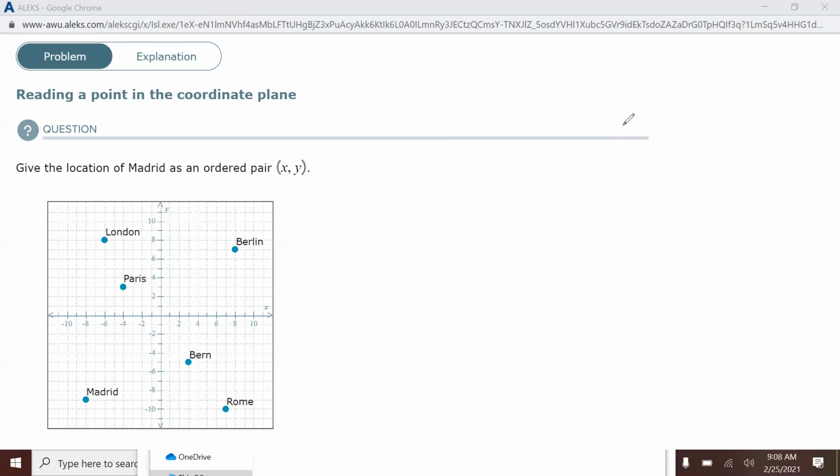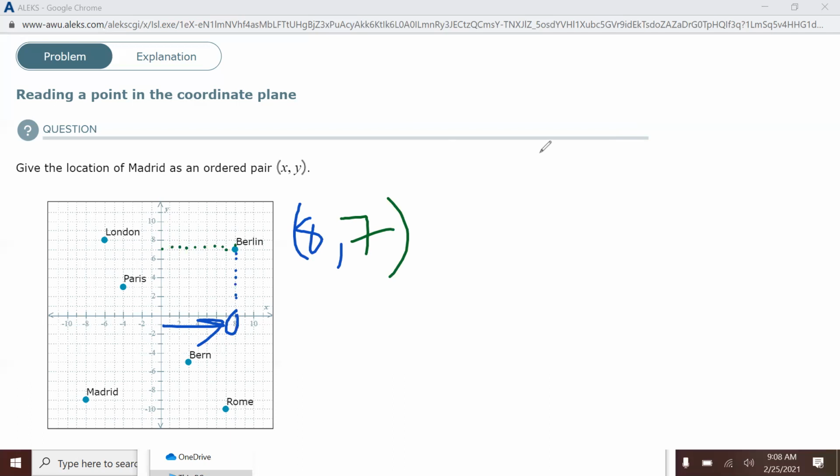So, what are the coordinates of Berlin? Berlin is over 8 units in the x direction. And it is up 7 units in the y direction. And so the coordinates would be 8, 7 for Berlin.